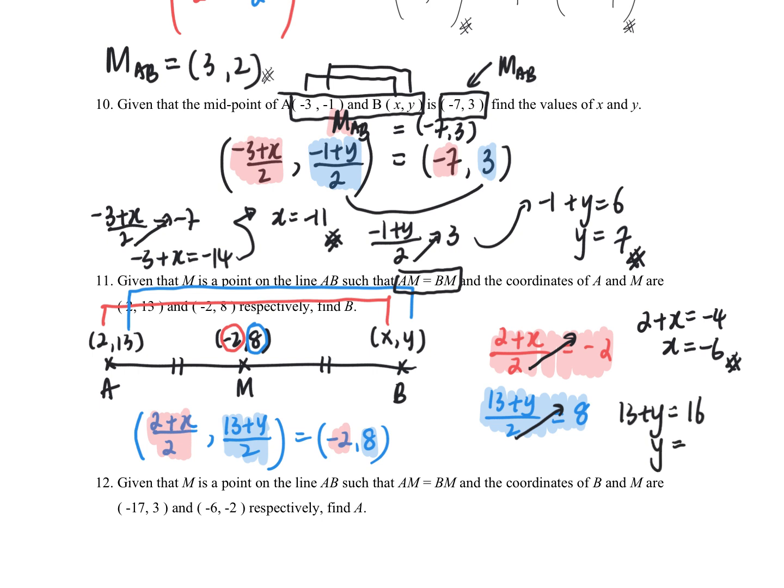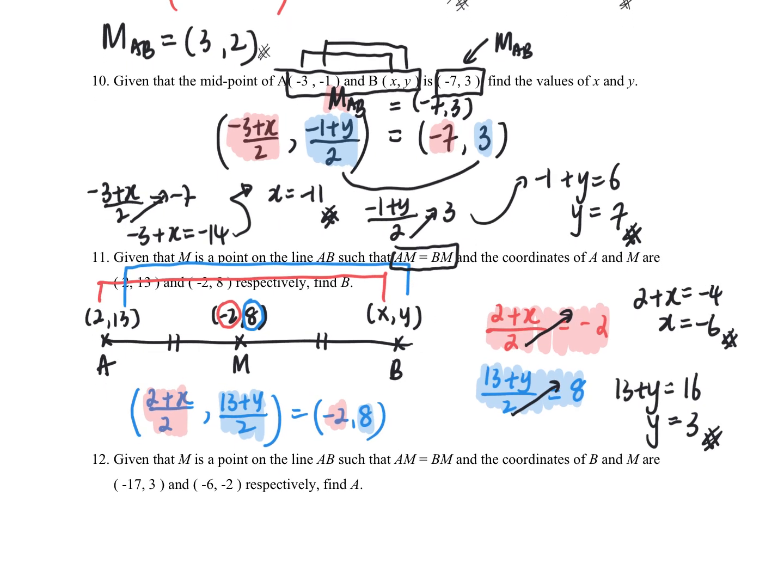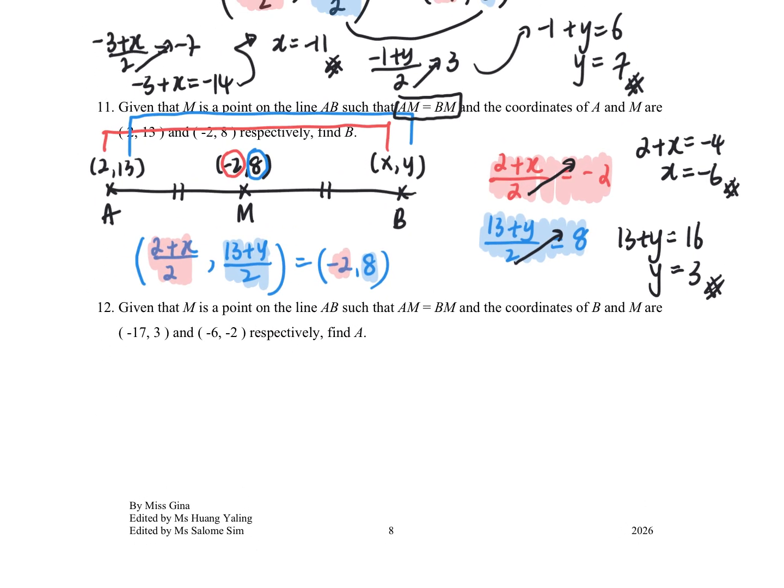So y is 3. Okay? So midpoint, parallel line, perpendicular line, they are all quite direct. You'll be on their web.